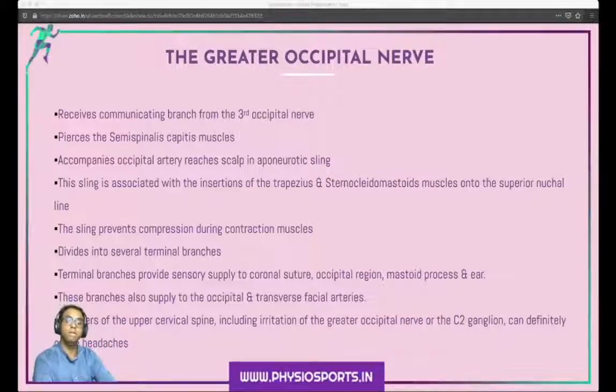Causes of irritation of the nerve or the ganglion include direct trauma to the posterior occiput as well as entrapment between traumatized or hypertonic cervical muscles, particularly the semispinalis capitis. Also, hyperextension injuries to the neck, especially during rotation, can compress the C2 ganglion between the posterior arch of the atlas and the lamina of the axis.